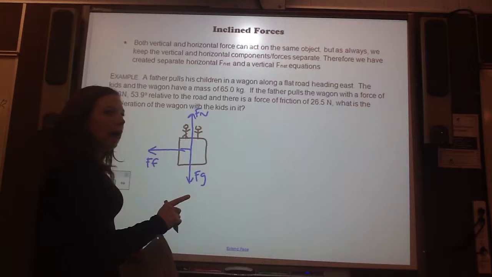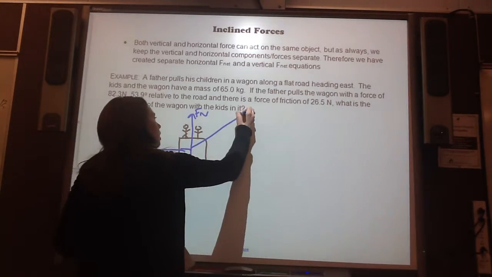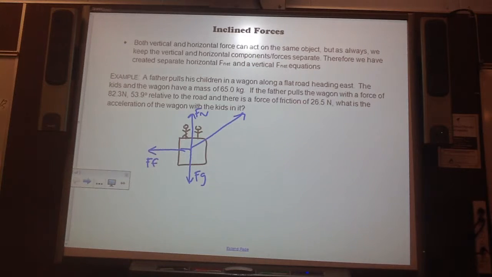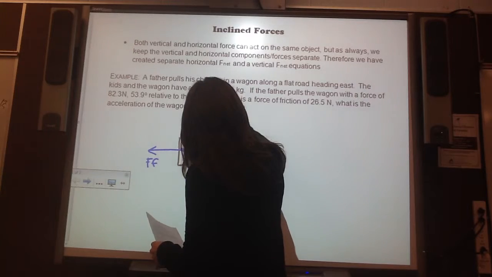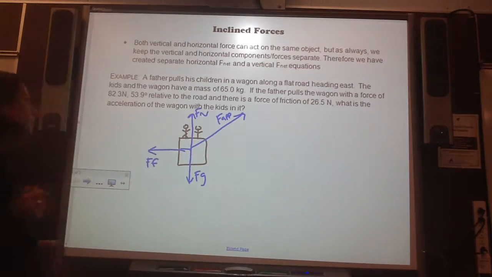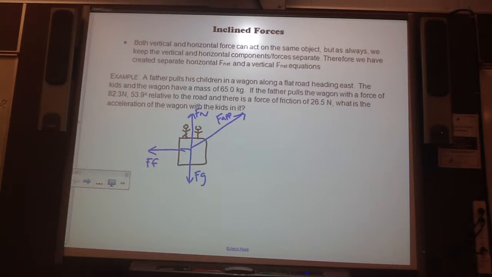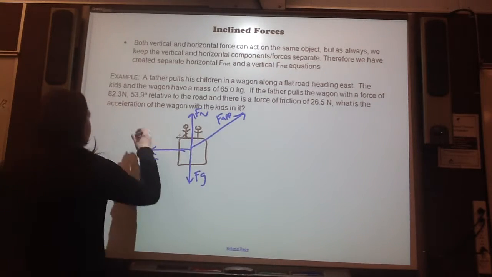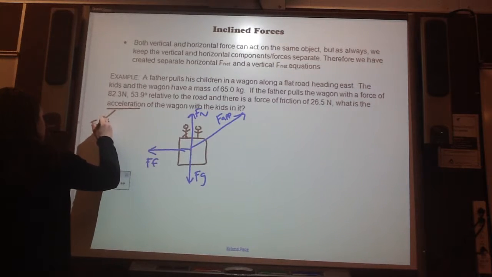But my F app in this situation is at an angle. So that's our F app. Now, this question is asking us about the acceleration. We know with acceleration, we always need to find what type of F? F net. So I'm just going to make a note to myself: if I'm going to find acceleration, I need F net.